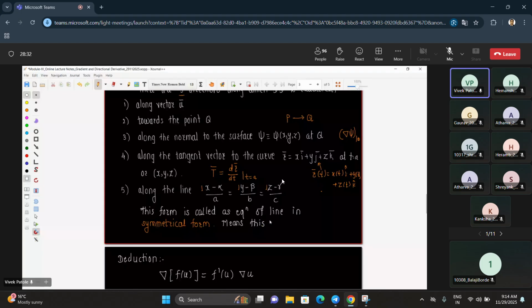Now when I write like this, what it gives us is that this line passes through the point, let's say Q (alpha, beta, gamma), with DRs. Now everyone is aware of the DRs, is it? Direction ratios. Have you studied or not? Are you not aware of direction ratios, direction cosines?